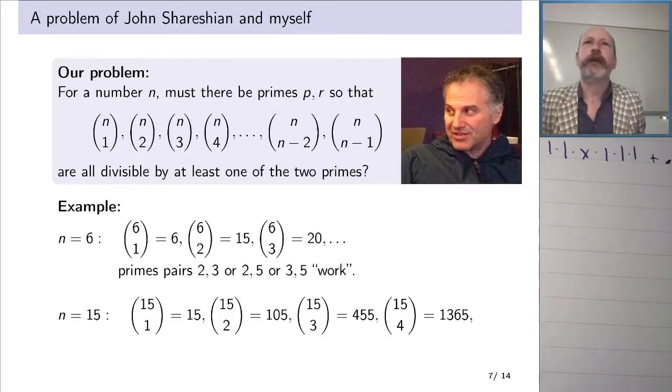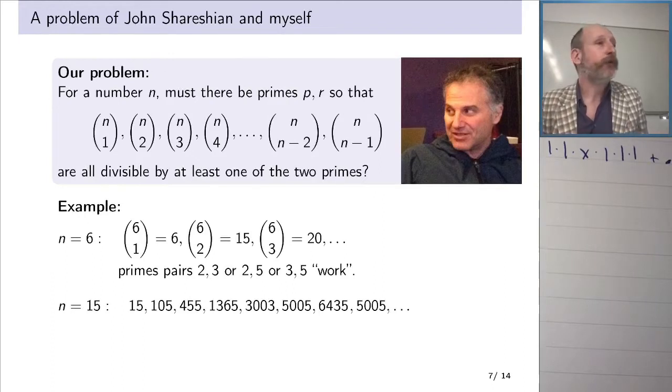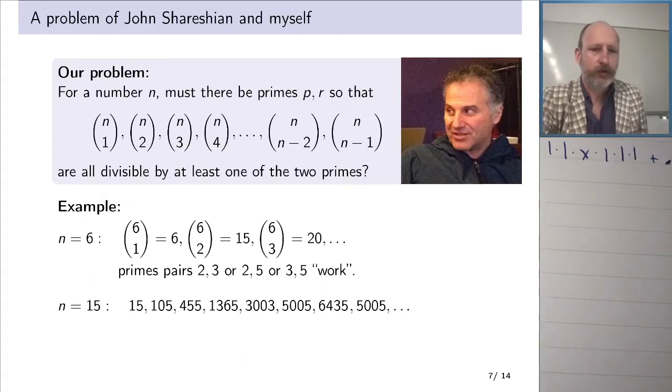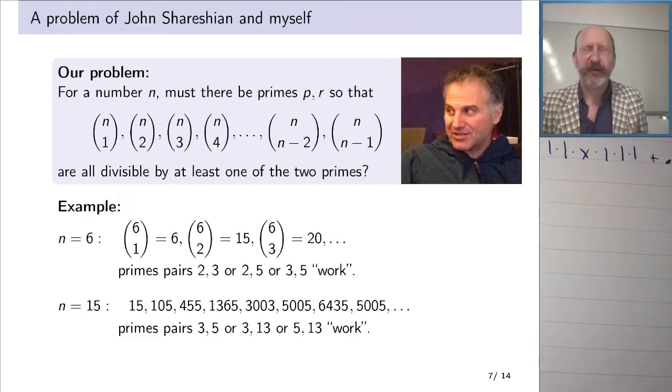Life gets a little bit more interesting at 15. Again, 15's not too hard. You run out of space after you get to 15 choose 4, so let's just compress and not write the choose notation. The numbers are 15, 105, 455, 1365, 3003. You can read the rest of them. Maybe it's not so valuable for me to read them out loud. So again, there are several choices for pairs of primes that could work. The ones that probably leap straight out at you are 3 and 5.